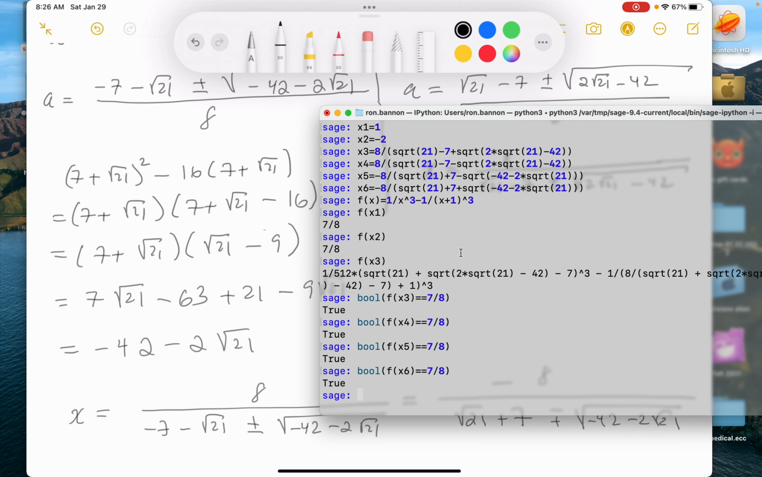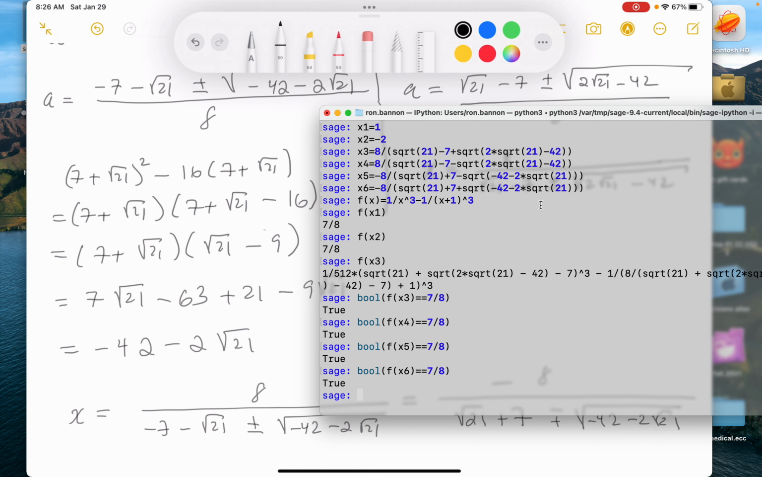What I mean by that is, all my work, the first two answers were quite simple. I'll be honest with you, the other four answers, I struggled with. I got there eventually. I was just simply seeing if they were going to evaluate to 7/8 as the original equation said they should. And it checked them all out, and they worked out beautifully.